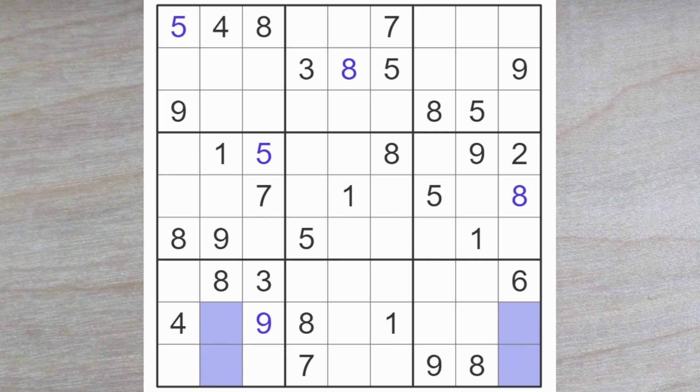Now, where can we place a 5 in this row 7? It can't go here, here, or here. And we've got 2 5s here and here blocking down. So the 5 must go here.